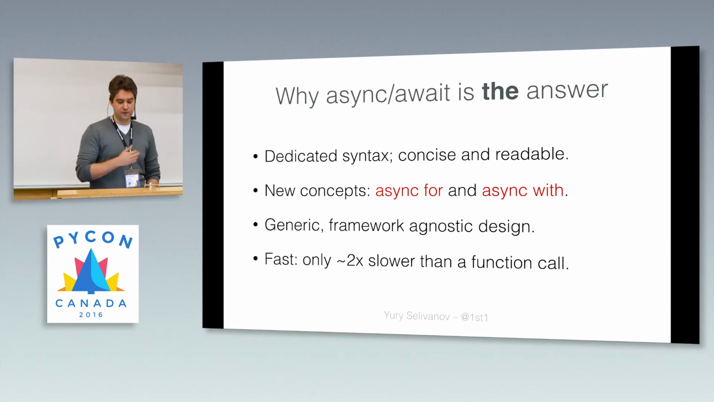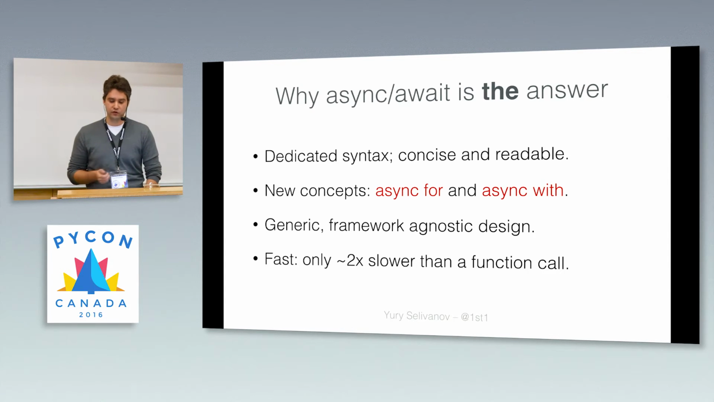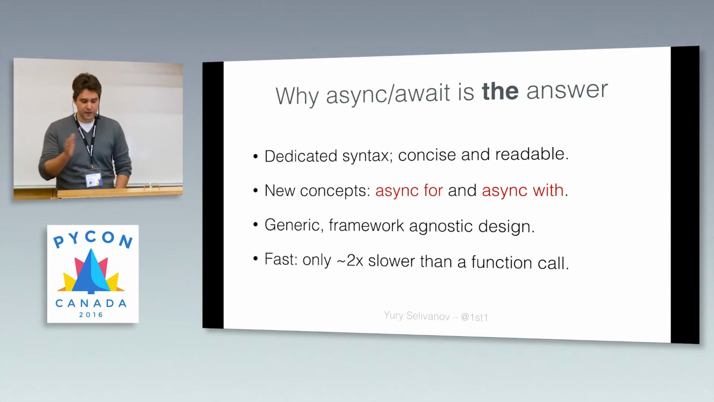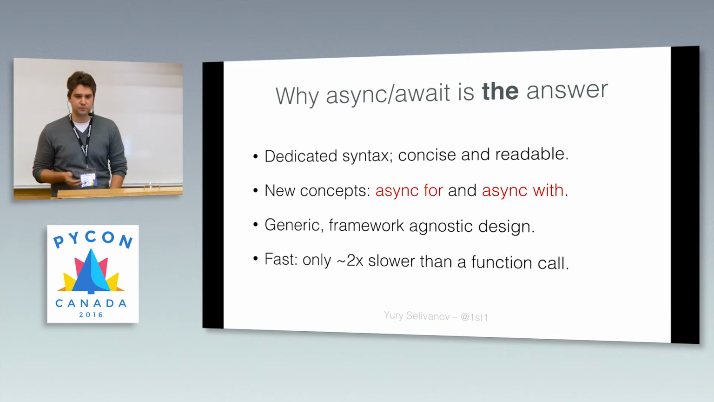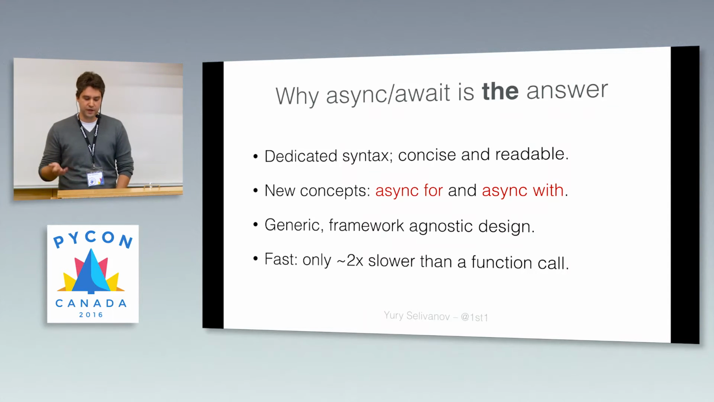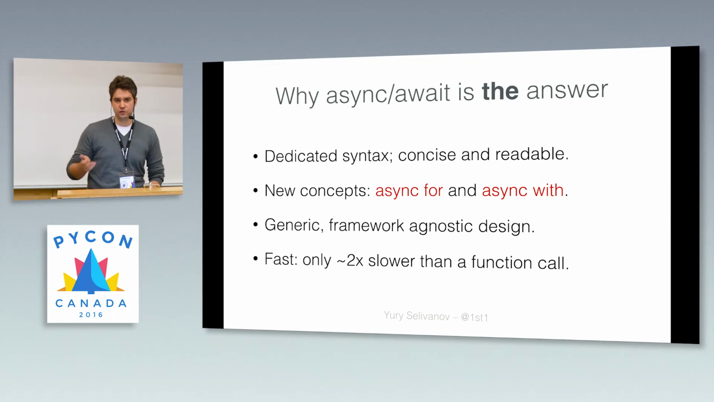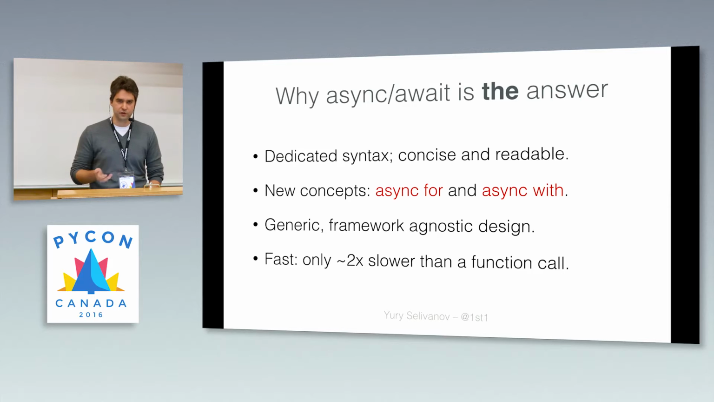Async await is fast. It's only 2 times slower than a regular function call, which is fine, because in any program, asynchronous calls are completely dominated by synchronous calls. It's like hundreds of times more synchronous calls. So you won't even notice this small slowdown for async await, as opposed to coroutines that were implemented with yield expression, because those are like 100 times slower.